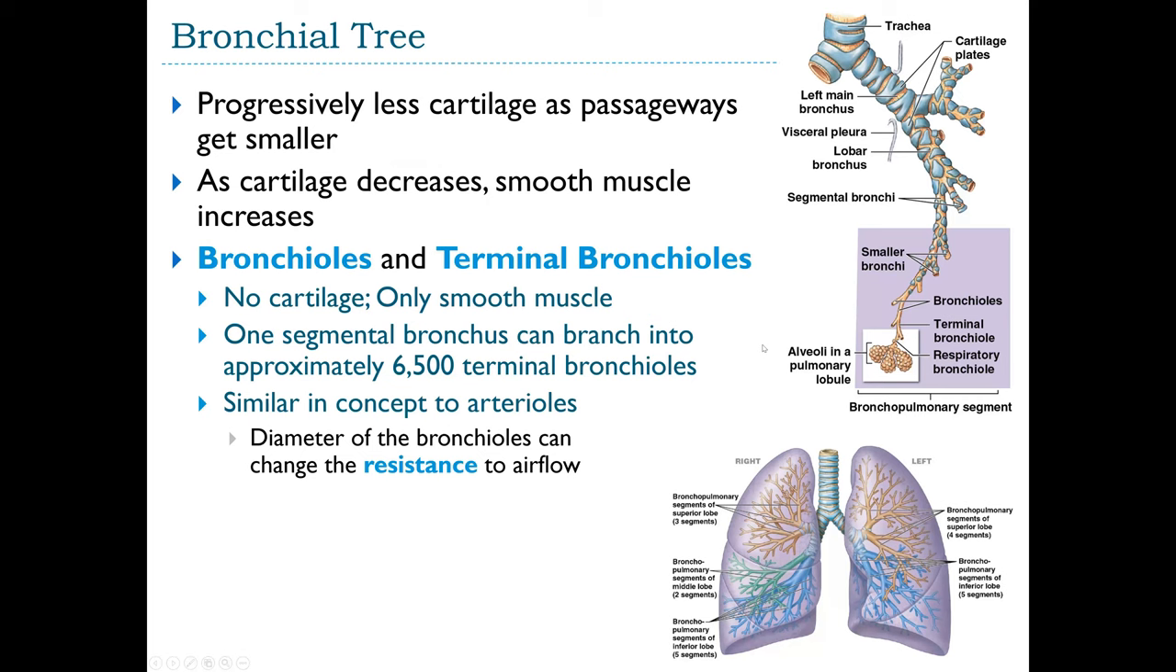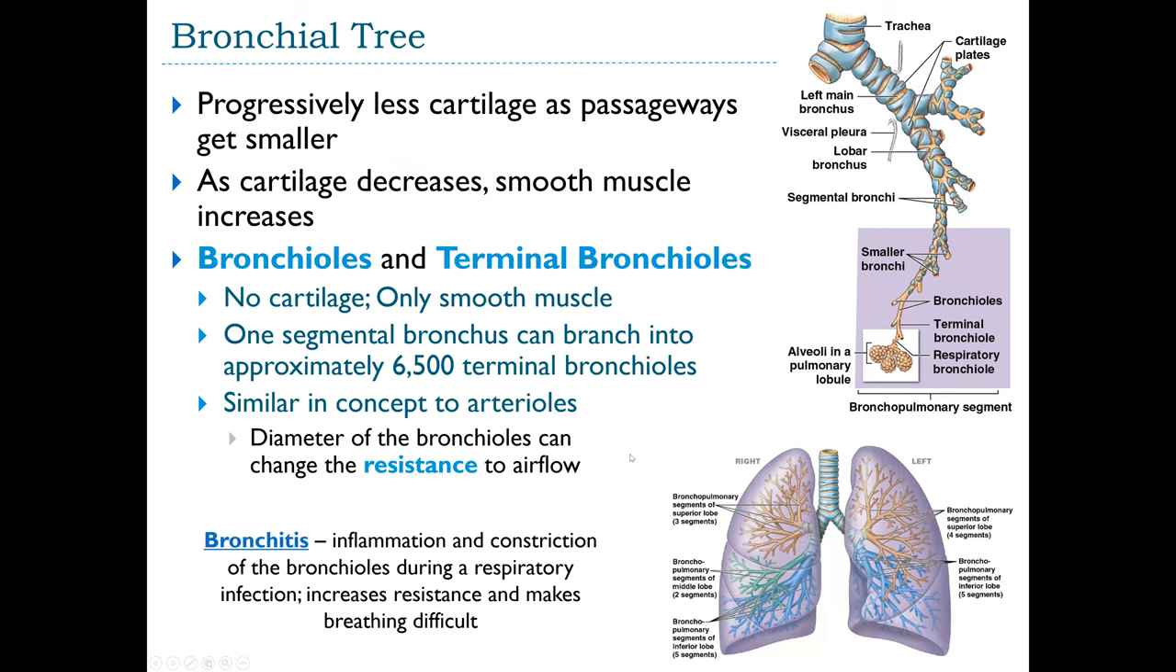The bronchioles and terminal bronchioles act similar in concept to the arterioles that we talked about in chapter 21. So because they have only smooth muscle and their diameter can be changed, the diameter of the bronchioles can have a big effect on the resistance to airflow moving through the lungs. Bronchitis is when you have inflammation and constriction of the bronchioles during a respiratory infection. This is also going to increase the resistance to airflow and make breathing difficult.